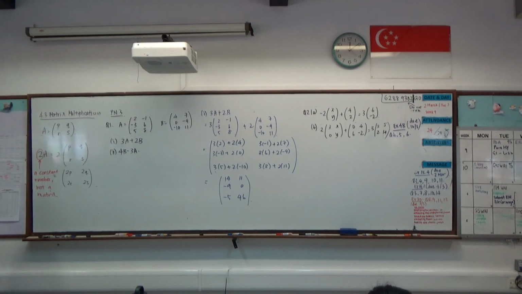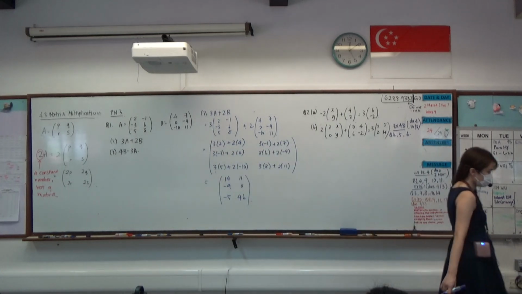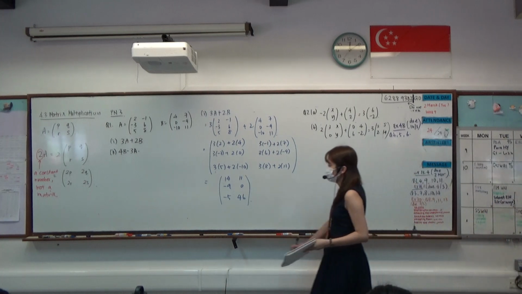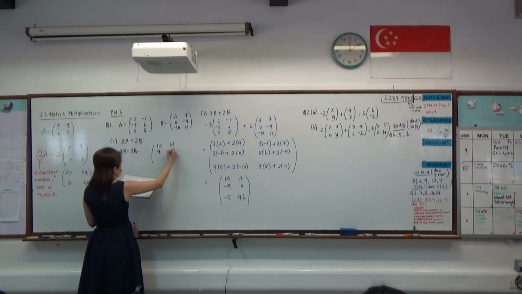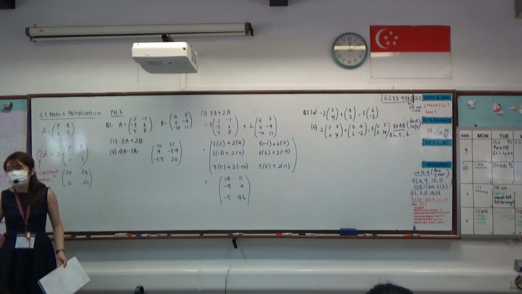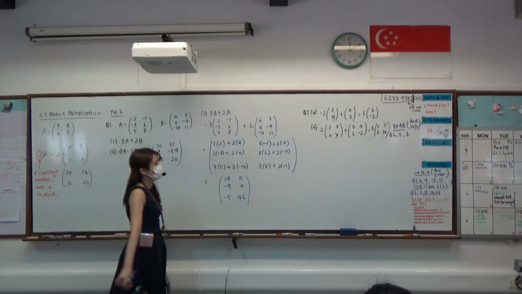Okay, are we able to get the answer for part 2? What is your answer, Amanda? 10, 31, negative 54 and negative 55 and 20. Okay, are we all able to get this? Can get, right? Okay, just use your calculator to press.